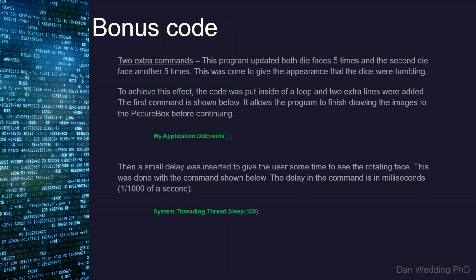This program updated both die faces 5 times and the second die face another 5 times. This was done to give the appearance that the dice were tumbling. To achieve this effect, the code was put inside of a loop and 2 extra lines were added. The first command is shown below. It allows the program to finish drawing the images to the picture box before continuing.